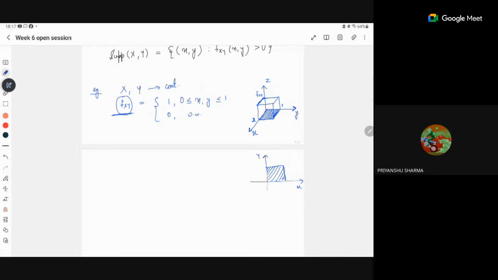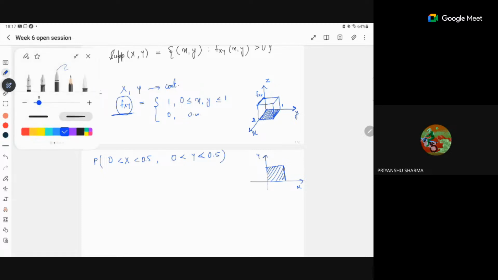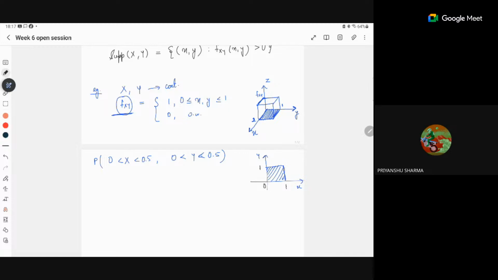For example, we want to know the probability that x lies between 0 and 0.5, and y lies between 0 and 0.5. This was 0 to 1 earlier. Now we have x varying from 0 to 0.5 and y varying from 0 to 0.5, so we have this area over here.